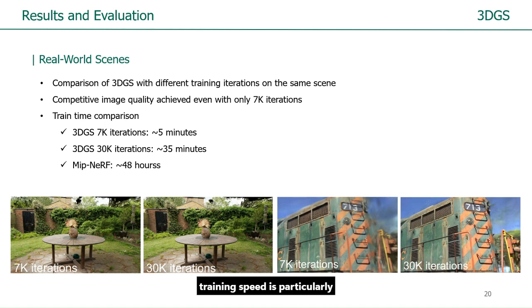The training speed is particularly impressive when compared to previous methods. Training for 7,000 iterations required only about 5 minutes, while 30,000 iterations took around 35 minutes. In contrast, the neural radiance-field based method, NeRF, required nearly 48 hours of training. These results demonstrate that the proposed method achieves remarkably fast training while maintaining high visual quality.